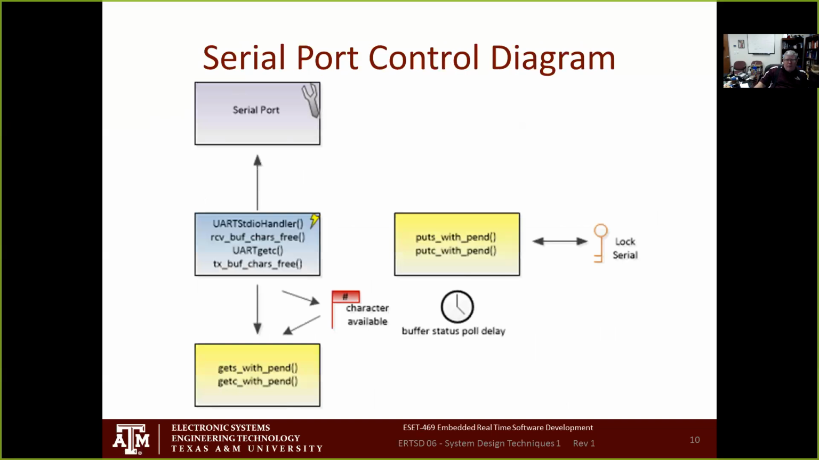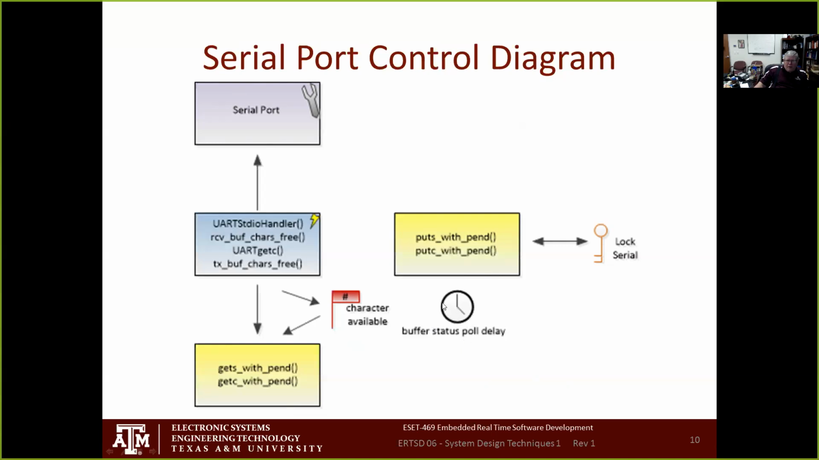So let's take a look at how we're going to implement this. So we have these functions, gets with pend and getc with pend. We have our interrupt handler. So we've got receive buffer characters free. We've got an interrupt for receive buffers free, transmit buffer free. So receive buffer characters free are basically, these are potential interrupt functions that we might have to write.